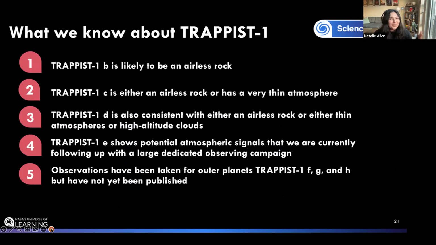TRAPPIST-1e, we show this, what could be an exciting potential atmospheric signal, but we're following it up with a much more dedicated campaign before we say anything for certain. And then the outer three planets, F, G, and H, have had observations taken, but they haven't been published yet. The analysis is underway. So yeah, that's what we know about TRAPPIST. Thanks.